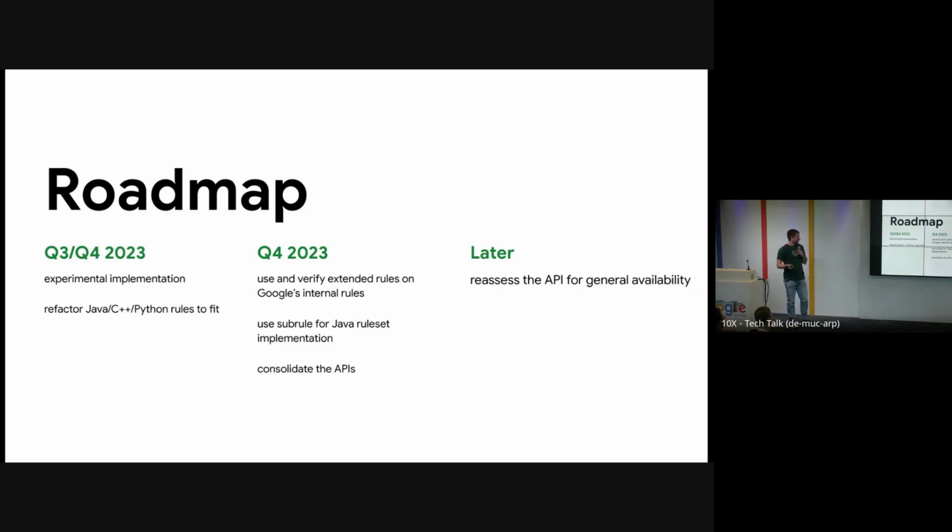Along with that, we are also refactoring baseline Java, C++, Python rules so that they fit this model, so that the rules can actually be extended. In Q4, we will mostly focus also on using this API on the internal rules. We are going to structure the Java rules using a subrule. Java rules are a good playground in this respect because they are complicated enough, but not too much.